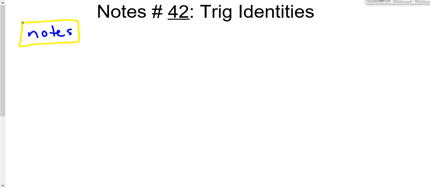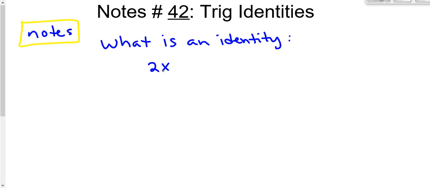Okay, thank you. Now, what is an identity? Let me give you a very basic example so you'll know what we mean when we say identity. This one is not even trigonometry. Let's say I have this equation, 2x equals 10/5 x. What do you think of that? Do you think it's true? Do you think no matter what we plug in for x, it's true? I would agree with you.